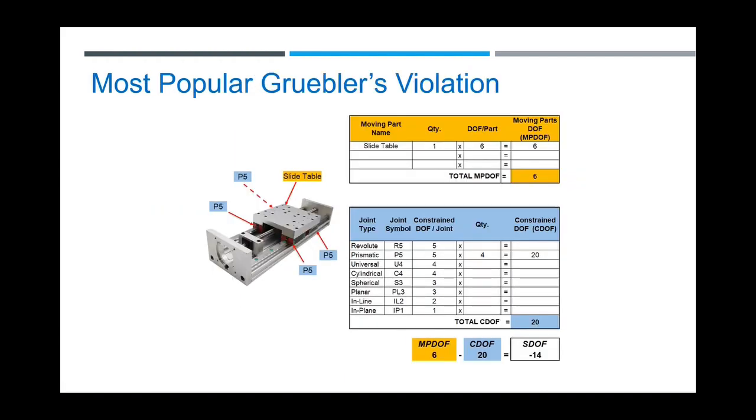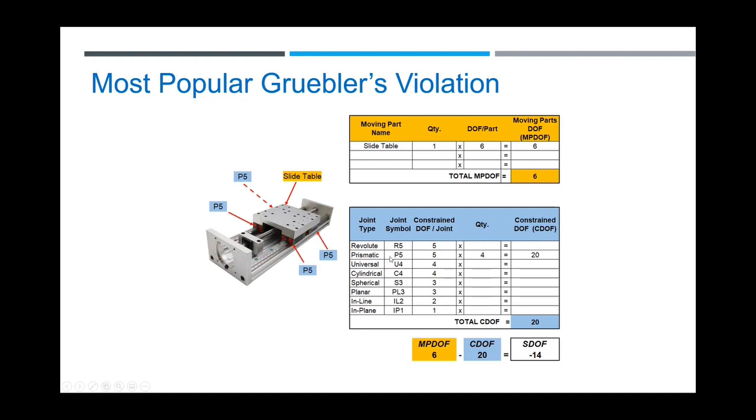Another very popular Gruebler's violation is when people do slide tables, and we do that in our work too. It's basically a slide table. They use these prismatic slides like a THK rail or whatever, and you have to line them up really carefully. When there are alignment errors, it will bind up or wear and things like that. Here's the reason why. You have a mechanism that has one table that slides back and forth, but then you get all these constraints on it.